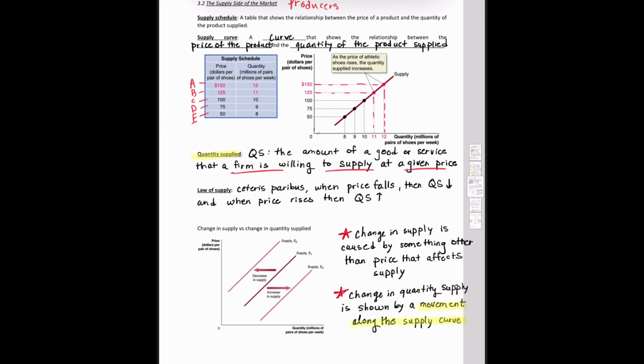Movement along the supply curve. It's a really important aspect to note, the difference between a change in QS and a change in S. I have just inserted the graph here that shows what an increase and decrease in supply looks like. A movement along the supply curve would look like this, going from A to B.